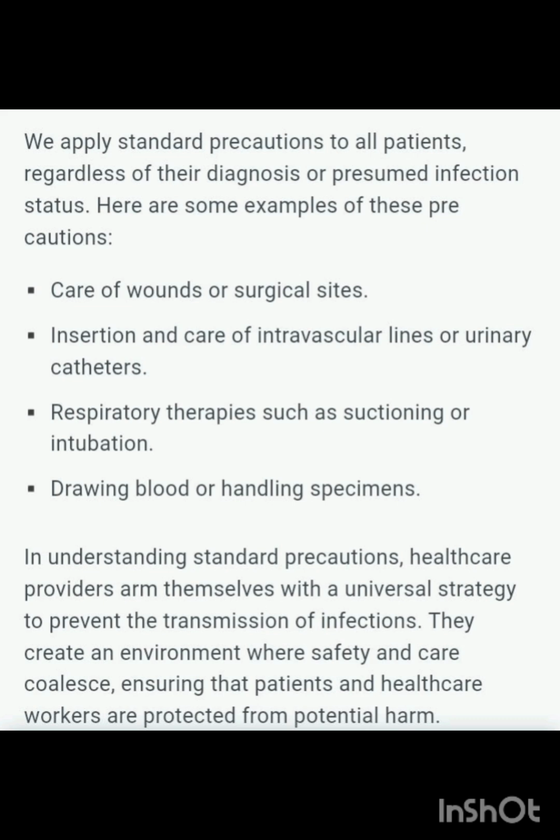Care of wounds or surgical sites. Insertion and care of intravascular lines or urinary catheters. Respiratory therapies, including suctioning or intubation. Drawing blood or handling specimens. In understanding these precautions, healthcare providers arm themselves with a universal strategy to prevent the transmission of infections. It creates an environment where safety and care coalesce, ensuring patients and healthcare workers are protected from potential harm.